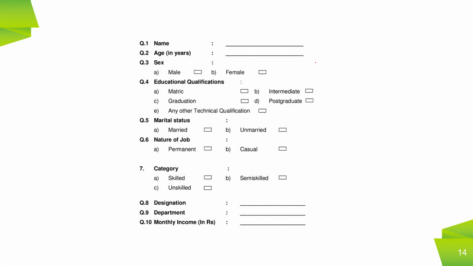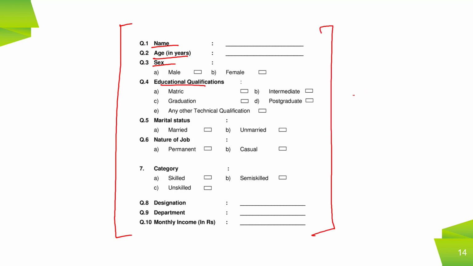So here is an example of a schedule or questionnaire, right? Here we have a question called name, a question called age, sex, we have options, we have educational qualification, etc. Now if you mail this list of questions to a respondent, then it is called a questionnaire.